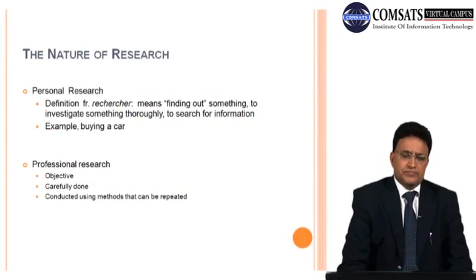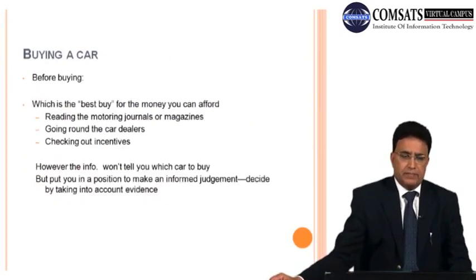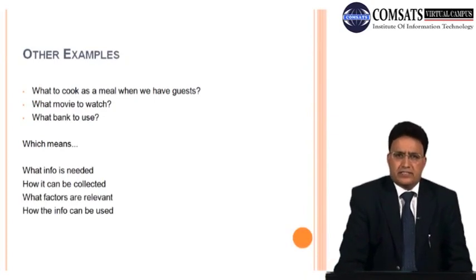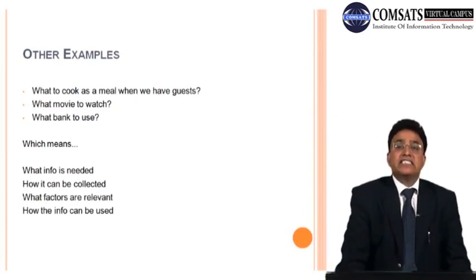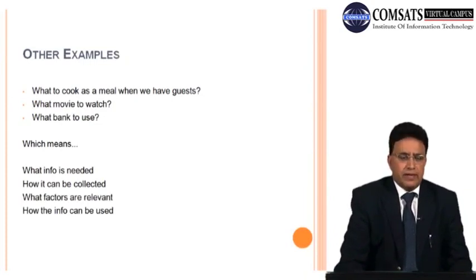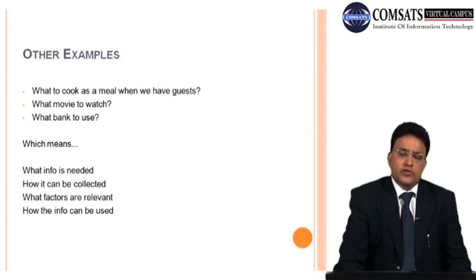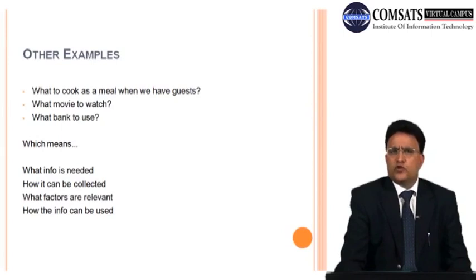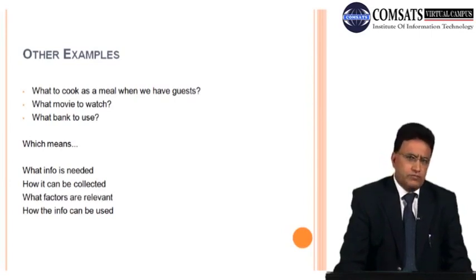The personal research has some other examples. It's not just buying a car. You can think of other scenarios where you do get information. For example, when you have to decide what to cook as a meal, when you have some guests coming, or you have to, say, watch a movie, you discuss with other colleagues maybe, you discuss with your friends, or you look up some of the reviews to decide whether you should watch that movie or not.